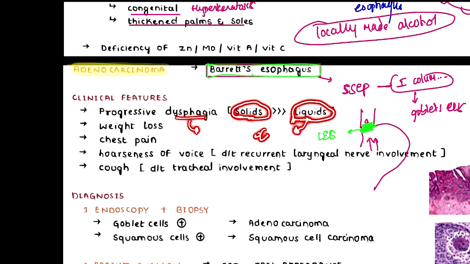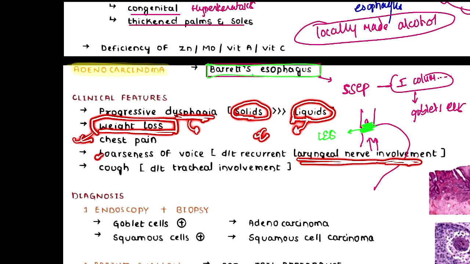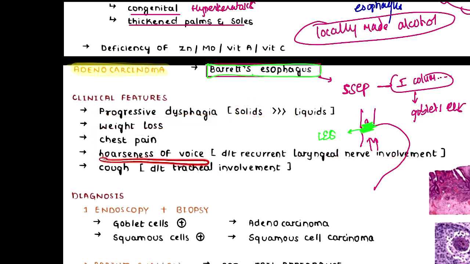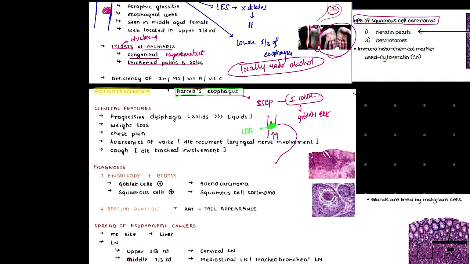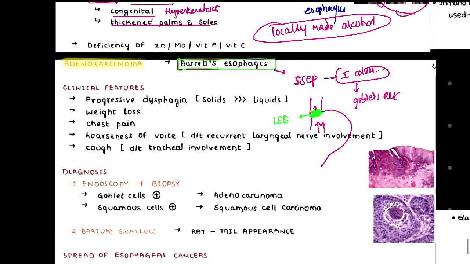Now if there will be difficulty in swallowing, obviously the person will consume less food and there will be weight loss. Chest pain, and there will be involvement of the laryngeal nerve also. Because of laryngeal nerve involvement, there will be hoarseness of voice. There will be cough, and in this cough there can be tracheal involvement also. This is what we have studied till now.